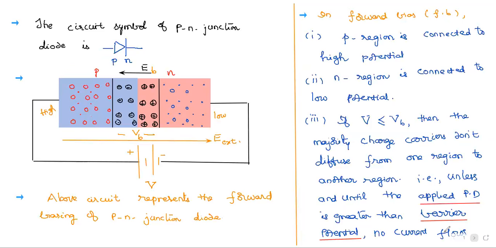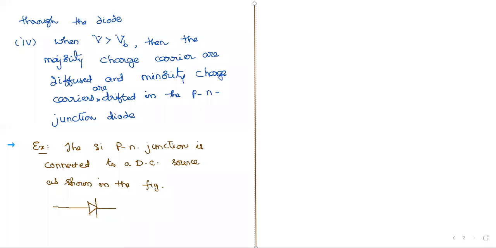Okay, right. Simple. Here, coming to this example, this is one silicon junction diode. Silicon means immediately you have to recollect what the barrier potential is. That is connected to one DC source, connected here like this.